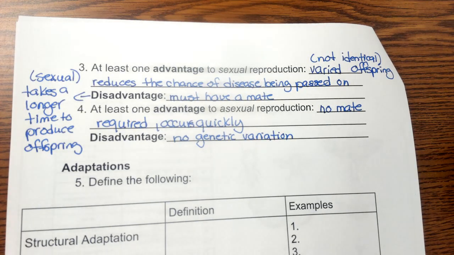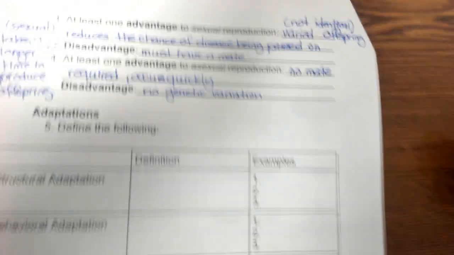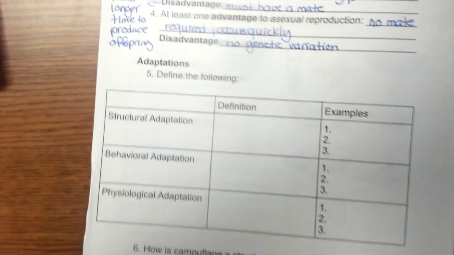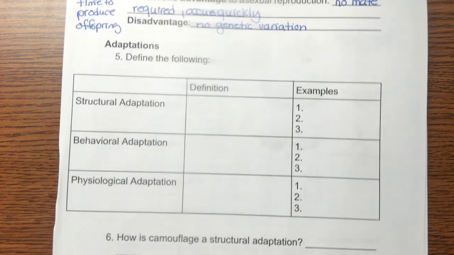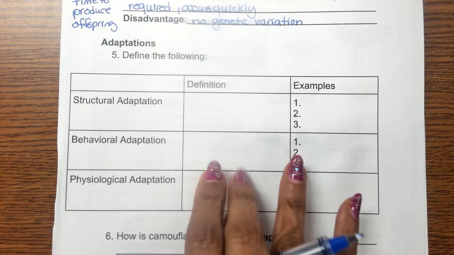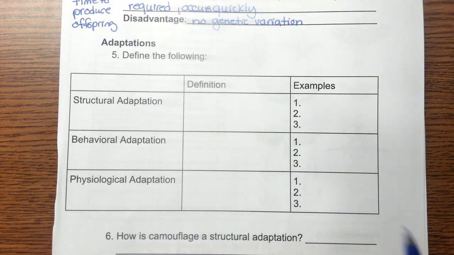Okay, we're going to go ahead and move on to adaptations, which is going to be a lot of your tests. So let me readjust my camera here. Okay, so we're going to go over structural, behavioral, and physiological adaptations. I think you guys probably understand the structural pretty well. It's these two that can be a little confusing. So let's go through it.